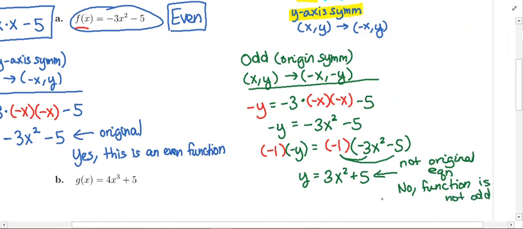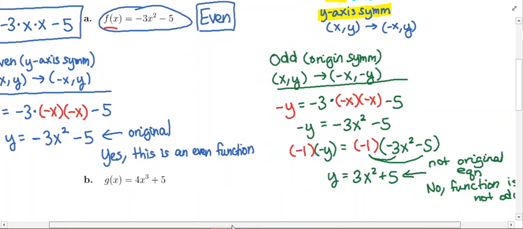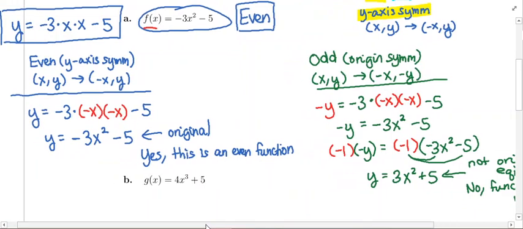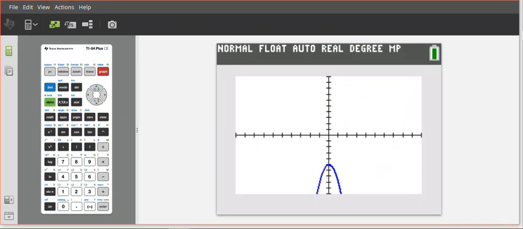So in conclusion, this function in part A, f of x equals negative 3x squared minus 5, is even only. It is not odd. You can see it from the algebraic tests. You can see it from the calculator. This particular parabola has y-axis symmetry. It does not have origin symmetry.